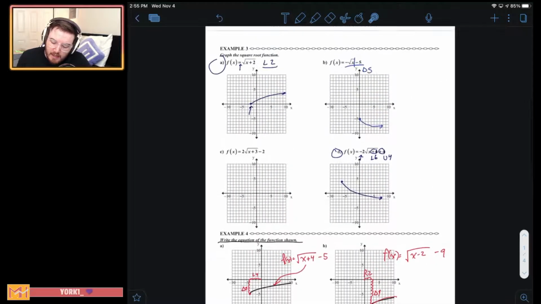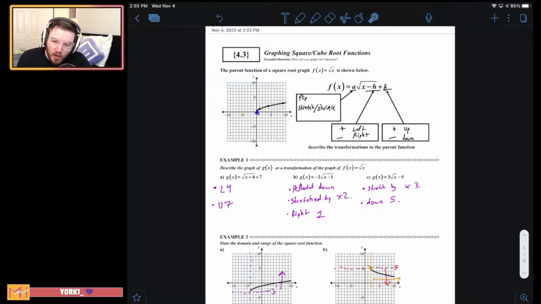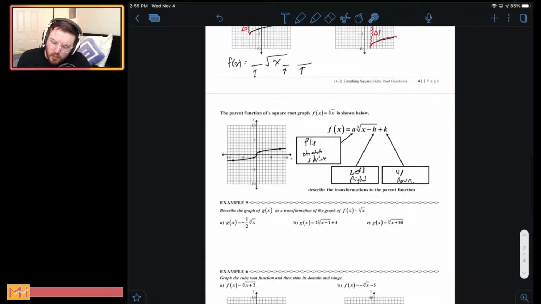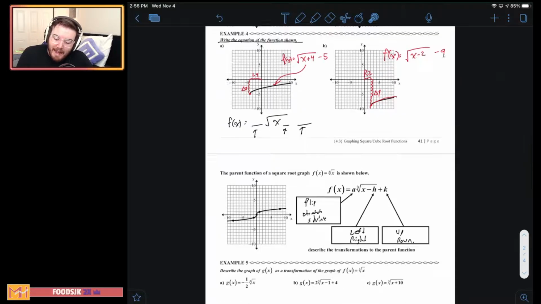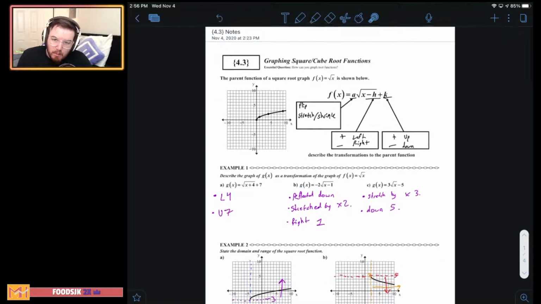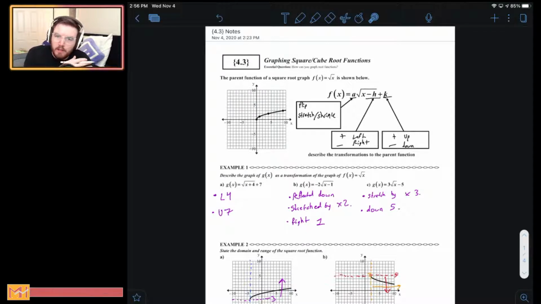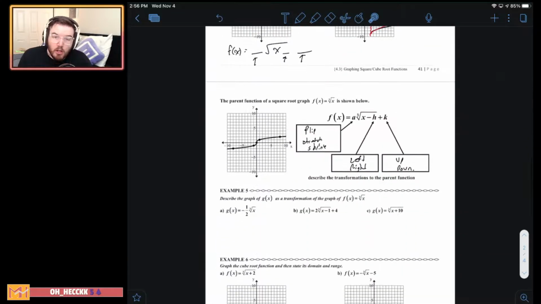Why is it that this function has a starting point, but this one goes on infinitely? The answer? You can take the cube root of negative numbers. The cube root of negative 8 is negative 2. But the square root of negative 8 doesn't exist. Case closed. So I have a clear starting point here because I can't take the square root of certain numbers. But cube roots, there's no limitation. You can take the cube root of any number you like. And that is why it's infinite.